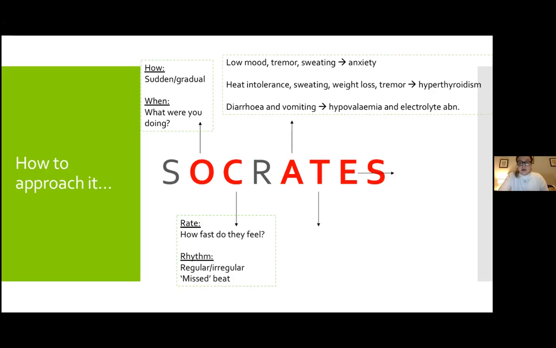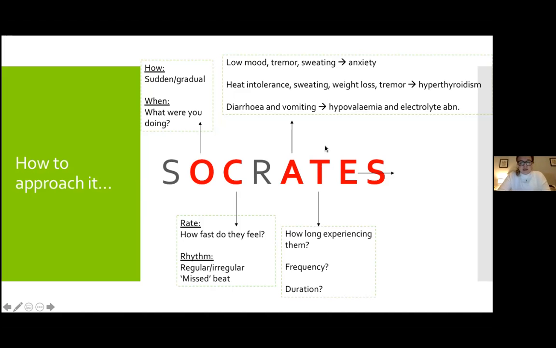You also want to ask about associated symptoms. So do they have sweaty palms when these palpitations come on? Do they have a tremor? Are they generally low in mood at the moment? So that might indicate that it's anxiety causing it. Heat intolerance, sweating, weight loss and tremor might indicate that it's hyperthyroidism. And diarrhea and vomiting might show that you're a bit hypovolemic and you've got electrolyte abnormalities that can be triggering these palpitations.